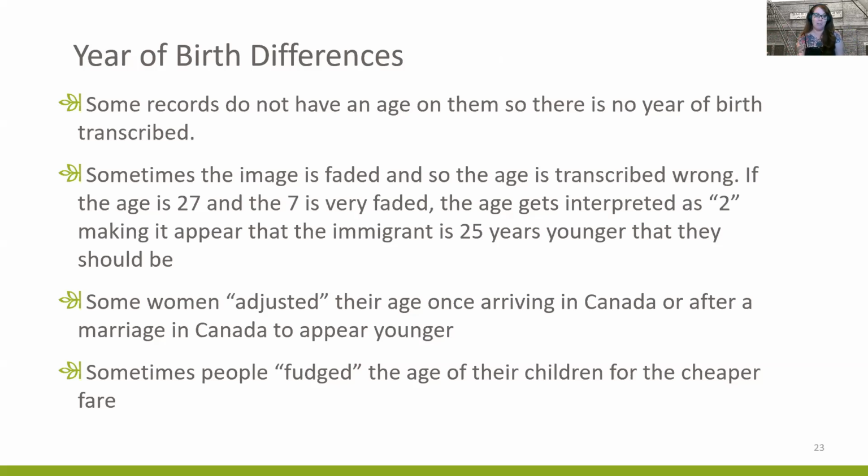And then sometimes it's true, people fudged the age of their children to get the cheaper fare. That is all going to depend on the time and the shipping line, usually around 1 to 3 years old, or 10 to 14, is when you see infant fares, child fare, and then adult fare. So you might see somebody listed on the passenger list a couple years younger because the parents wanted to get the cheaper rate. Why not, right?